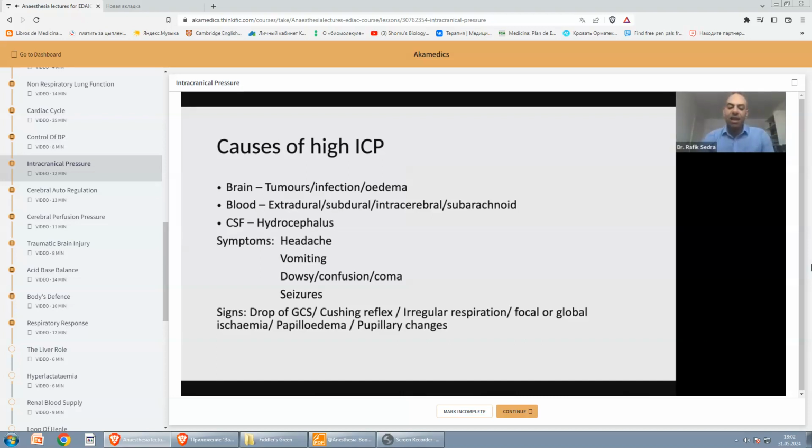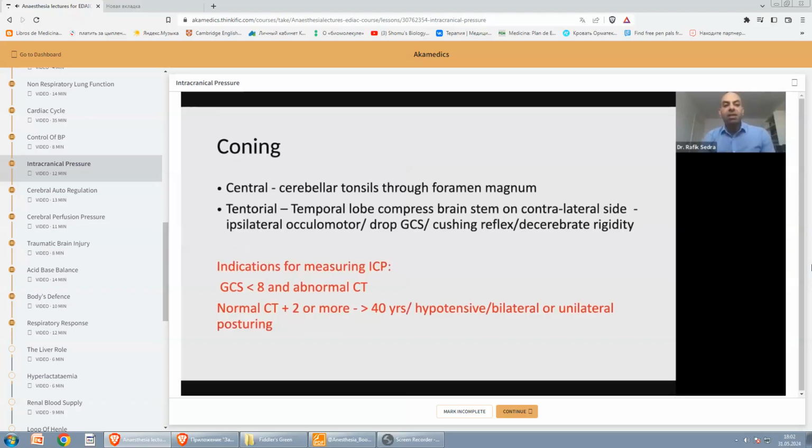And that's actually a very bad sign. Okay, and we're moving to the other topic, which is coning. What do I mean by coning? Coning, as I said, is when the patient starts to have the Cushing reflex. This means the brain stem is nearly compressed. That's why you see hypertension, bradycardia, and respiratory irregularity, because all the cardiovascular and respiratory centers lie in the medulla, right? So when they are compressed, you will start to see these signs.